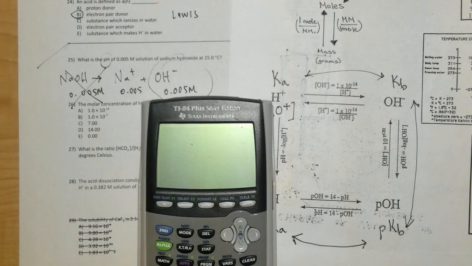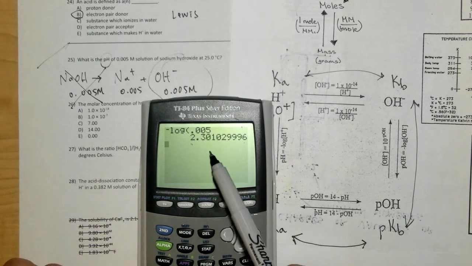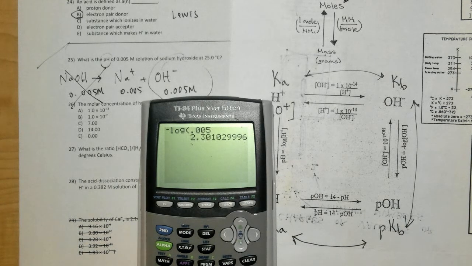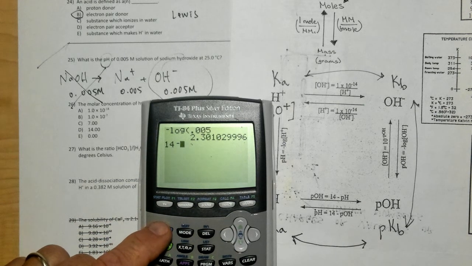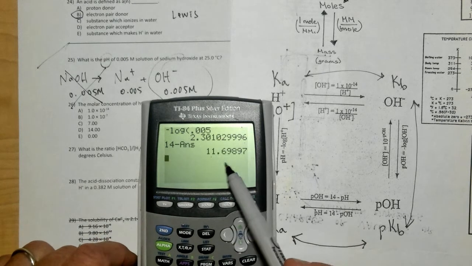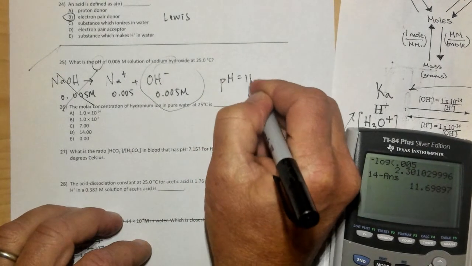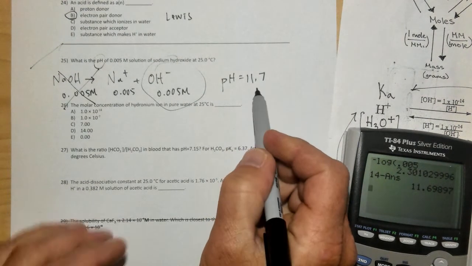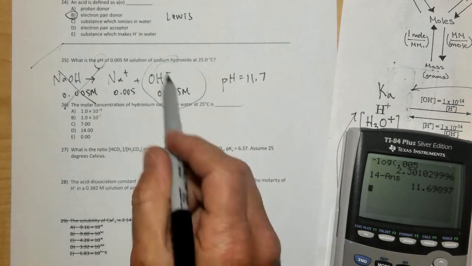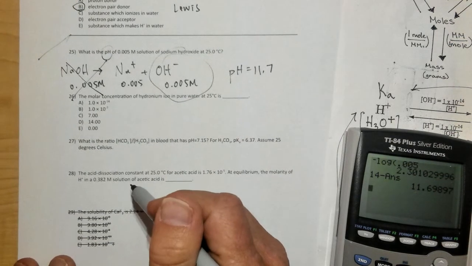So let's do that on our calculator quick. Let's take the negative logarithm of 0.005, hit enter, and we have 2.3 as the pOH, and then do 14 minus that answer. Whoops, 14 minus, back that up, 14 minus answer, and that gives me 11.7 as my pH. And of course it's above 7, so you know that it's basic, which makes sense because this is a base and it's a basic solution.